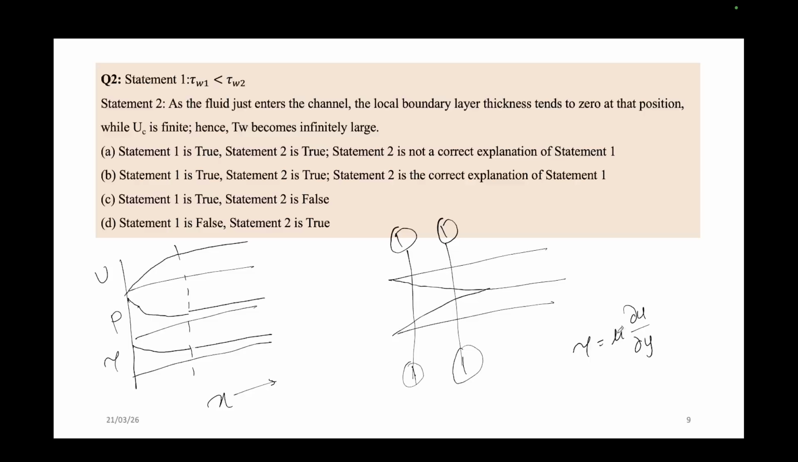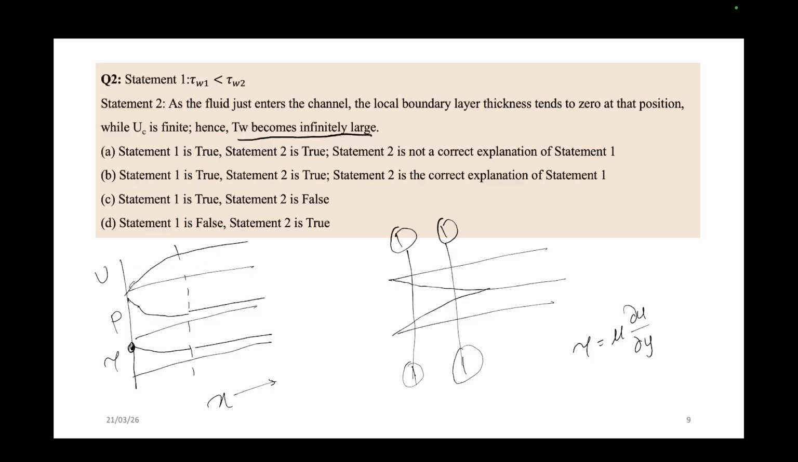So the question is that tau 1 and tau 2, it is greater. As the next statement says, as the fluid enters the channel, the local boundary layer tends to 0 at this position while UC is finite and tau W becomes infinitely large. So initially at the entry point the tau is the maximum, right? And after this, this tau becomes infinitely large. The first statement is verified.